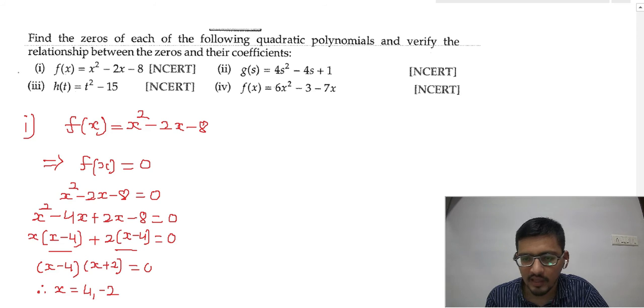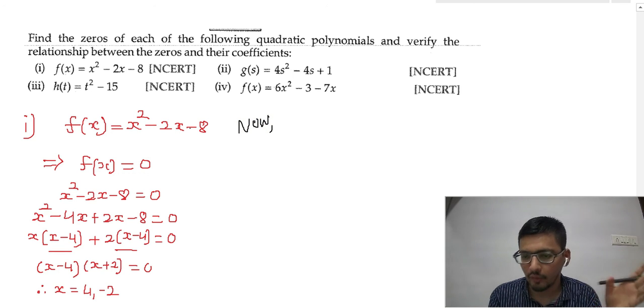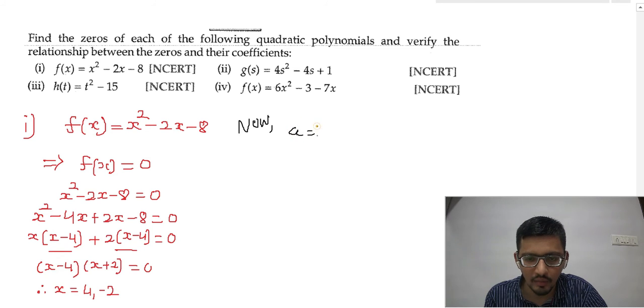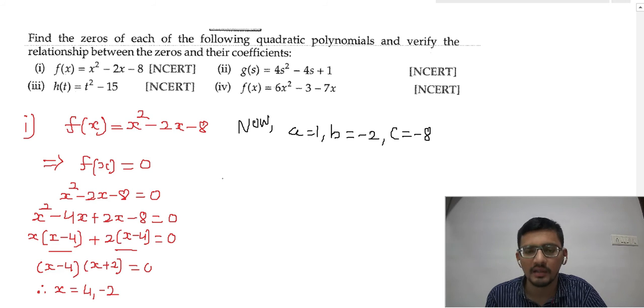Now the second part: what they are asking is to verify the relationship between zeros and their coefficients. Now if I compare this with the standard form, what is the standard form of a quadratic polynomial? f(x) is equal to ax square plus bx plus c, where a cannot be 0 and a, b, c belong to real numbers. That we already studied, right? Comparing, a will be equal to 1, b will be equal to minus 2, and c is given as minus 8. Now the sum of roots or sum of the zeros, you already know the formula: minus b by a, and the product of roots, alpha beta, is c by a.